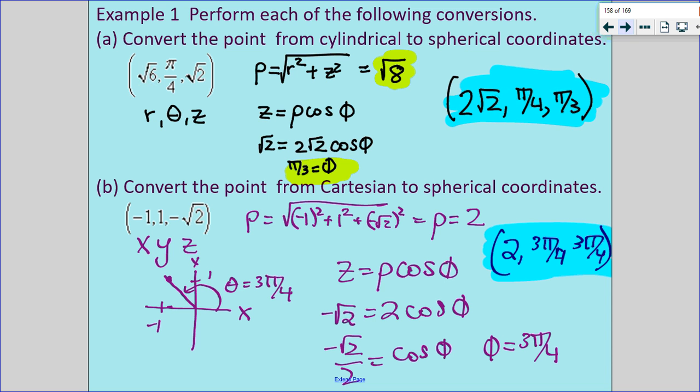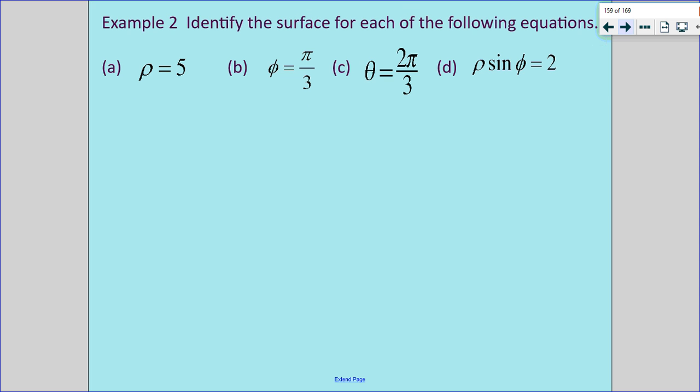All right, so let's look at some surfaces. So you might want to have your definitions of rho, phi, and theta in front of you to think about this. So given your definition of rho, what would rho equals 5 look like? Xavier? A sphere centered at the origin of the radius phi.